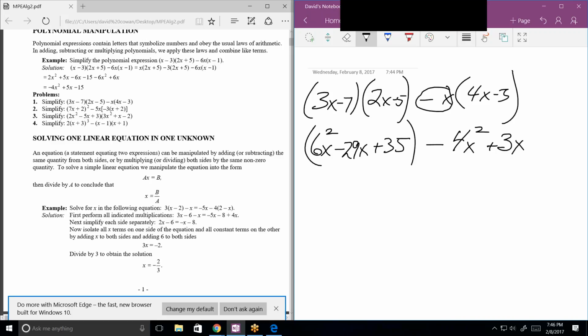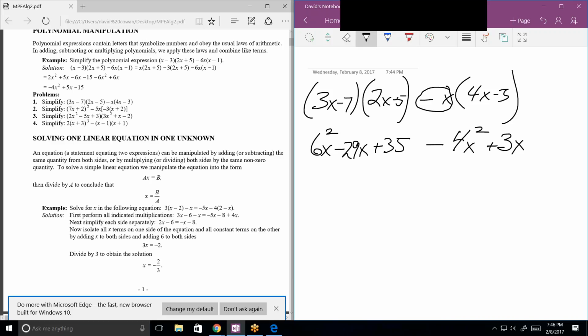In other words, if my goal really is to remove the parentheses, for me to remove this parentheses here, well, I've got to multiply minus x times 4x, which gives me minus 4x squared. Then I've got to multiply minus x times minus 3, which gives me plus 3x. Now I can remove these parentheses. I didn't really need them in the first place. Now combine everything, simplify.